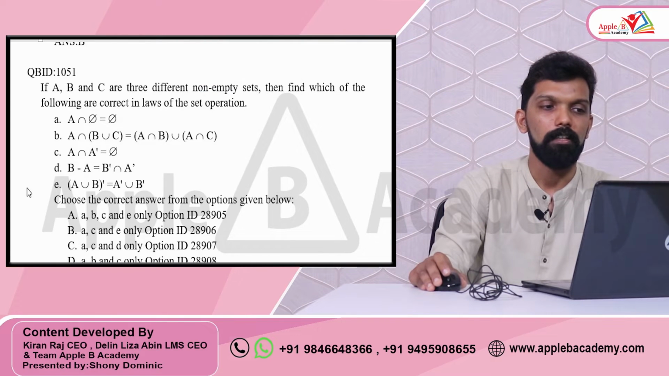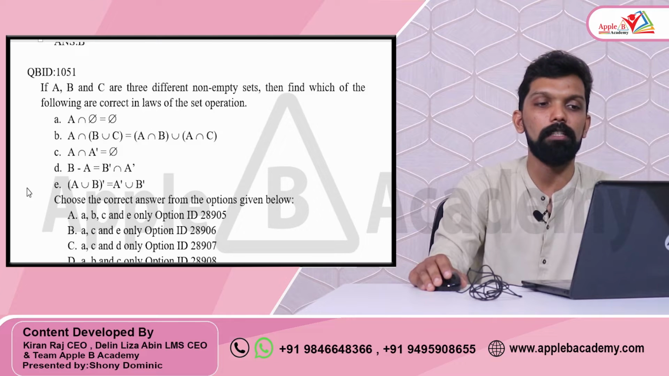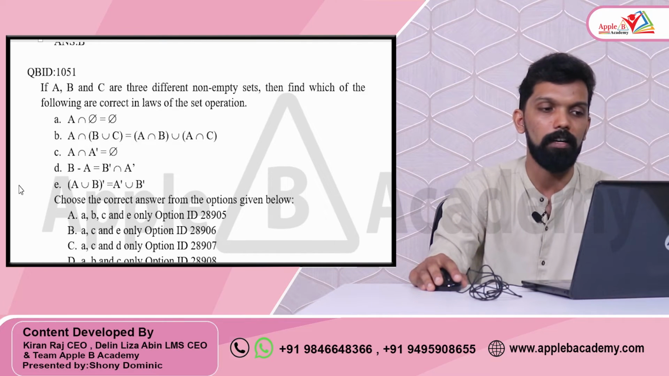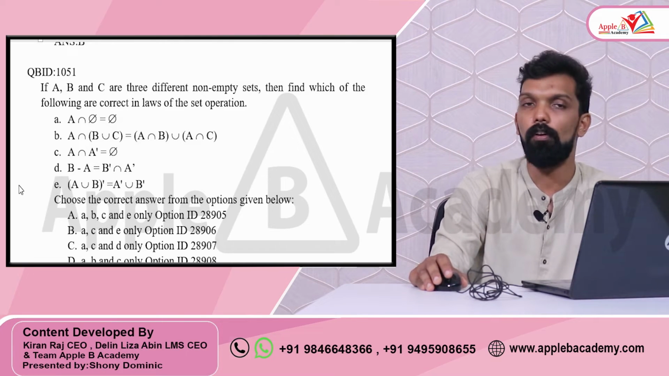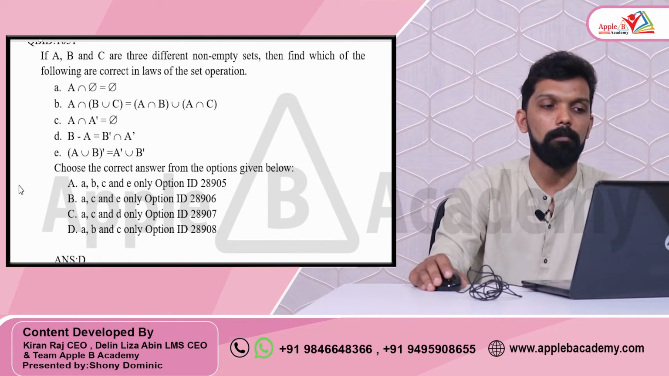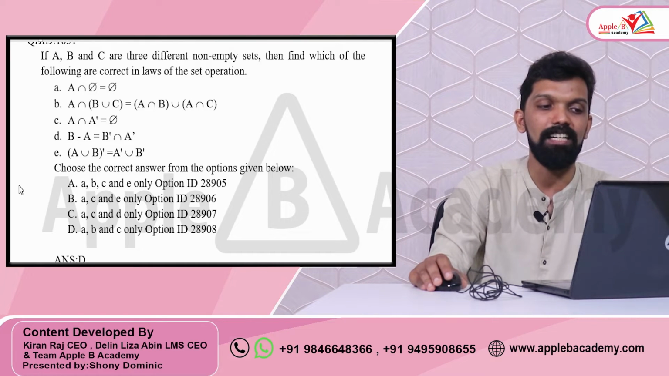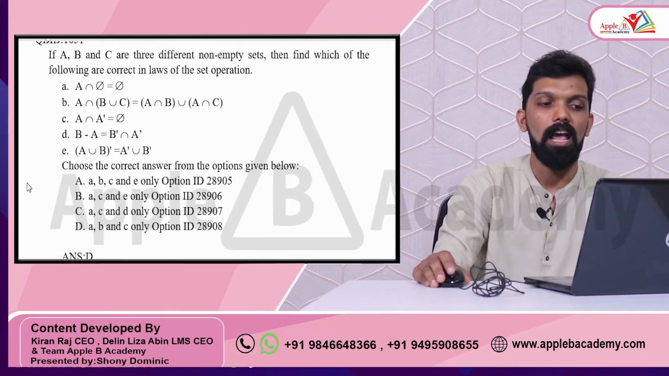So the next question: if A, B and C are 3 different non-empty sets, then find which of the following are correct in the laws of set operations. So we have different laws given here. You can just go through the different statements or laws given here. So the right combination of different laws is option D, which is A, B and C only.